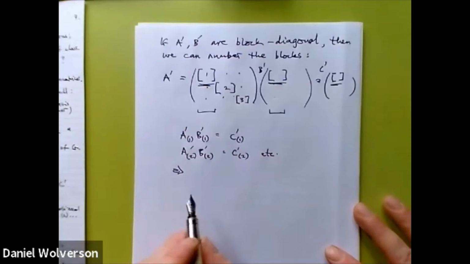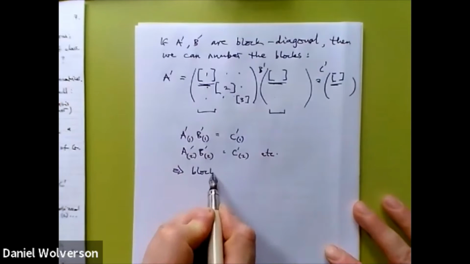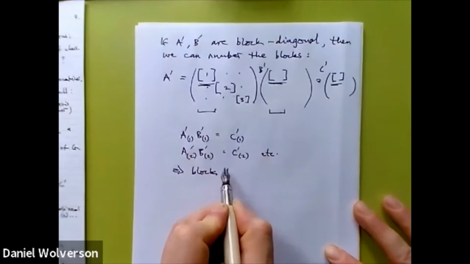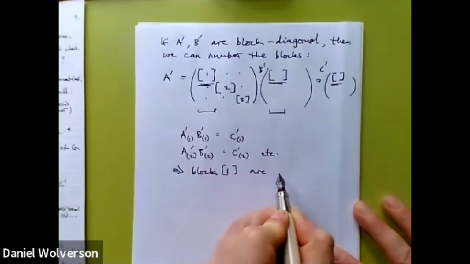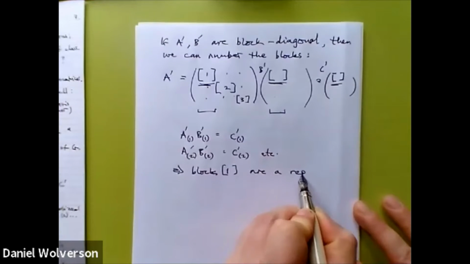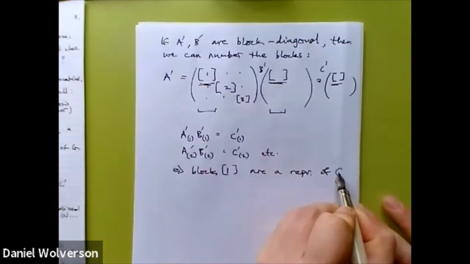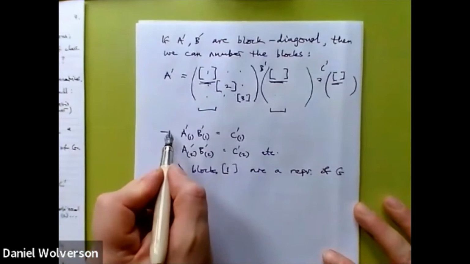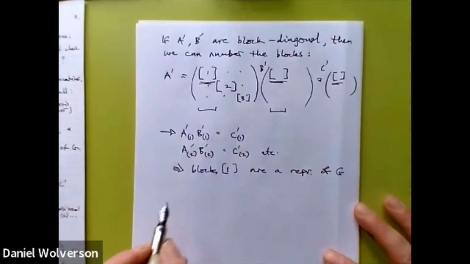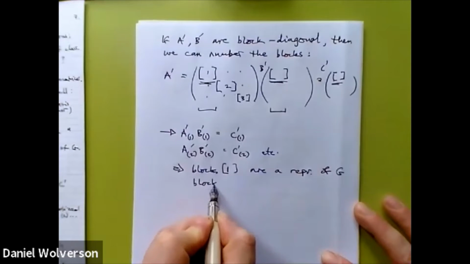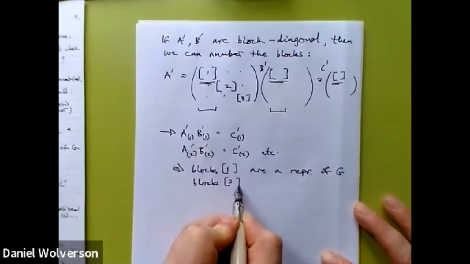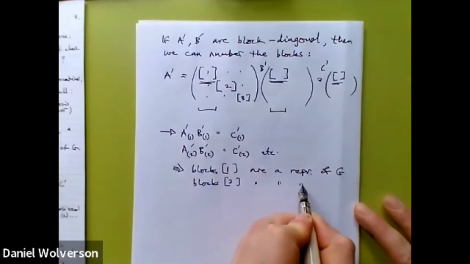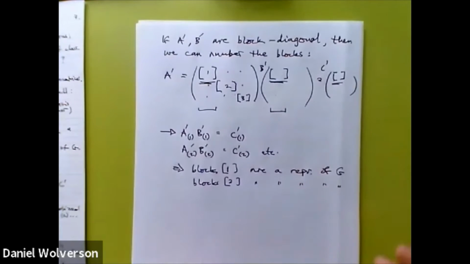Which implies that the blocks 1 are also a representation of G, because they all multiply in the same way. Blocks 2 are also a representation of G, and so are blocks 3, etc.